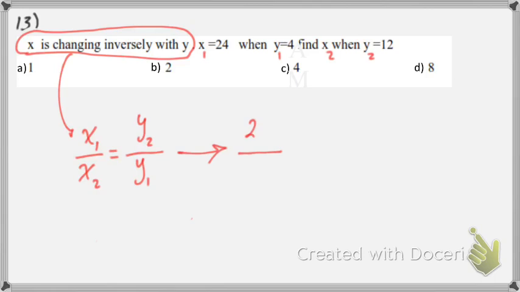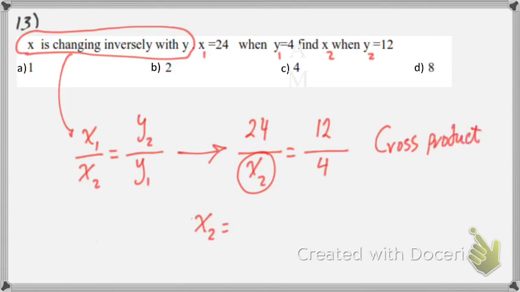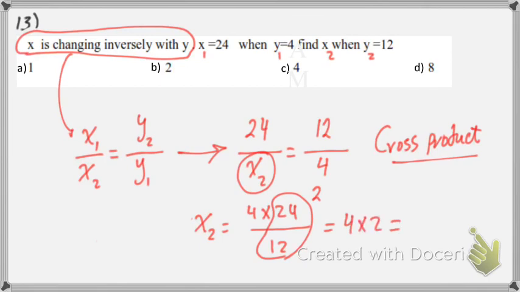By replacing the values, x1 is 24, x2 I don't know, I want to find it, y1 is 4 and y2 is 12. So to find x2, I'm going to use the cross product rule. I'm going to multiply 4 by 24 and divide the answer by 12. Notice that 24 divided by 12 is equal to 2. So 4 multiplied by 2 is equal to 8. So the answer is D.